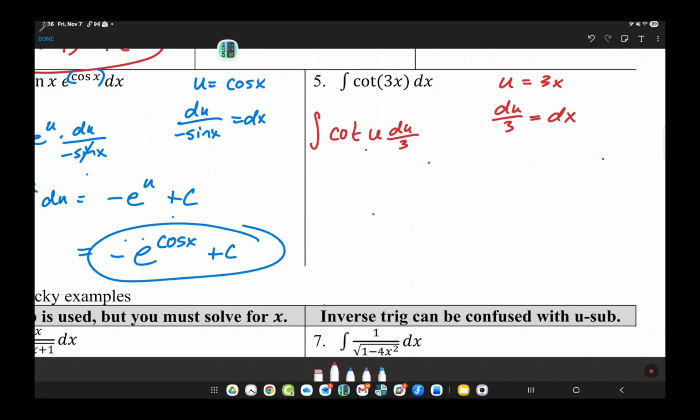But before we do that, what's the integral of cotangent? Do we have an integral of cotangent? We have an integral of cosecant x cotangent x, but we don't have an integral formula for just cotangent. So what we need to do is rewrite this in terms of sine and cosine. So I'm going to bring the 1/3 out. Integral of cosine x over sine x. Cosine u over sine u du.